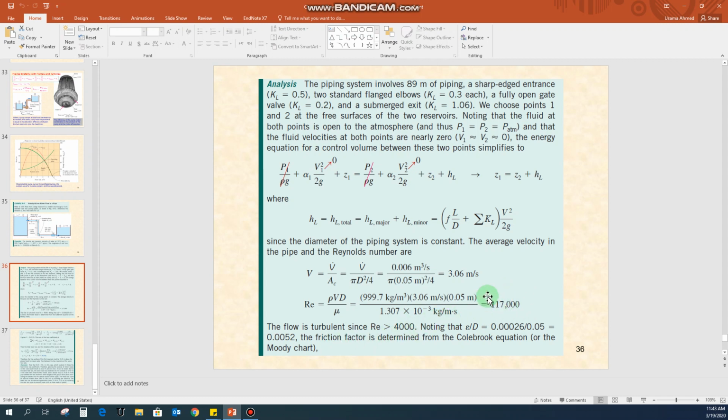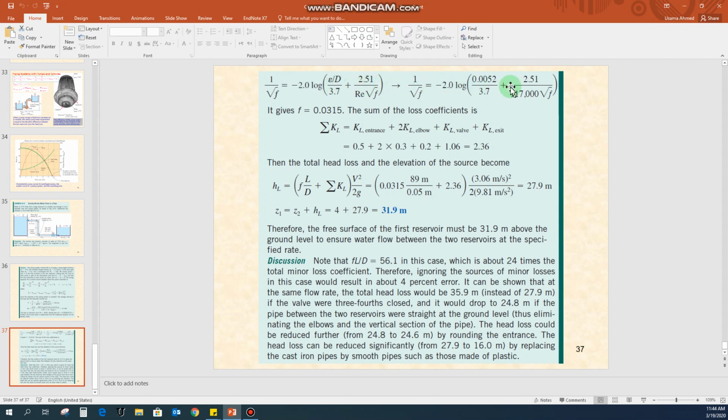Because this is a turbulent flow, we need to calculate the relative roughness. We divide the roughness of the cast iron pipe by the diameter of the pipeline to get the relative roughness, and then we can use the Colebrook equation, the Moody chart, or the Haaland equation to get the friction factor. Here we have used the Colebrook equation, and the friction factor comes out to be 0.0315.